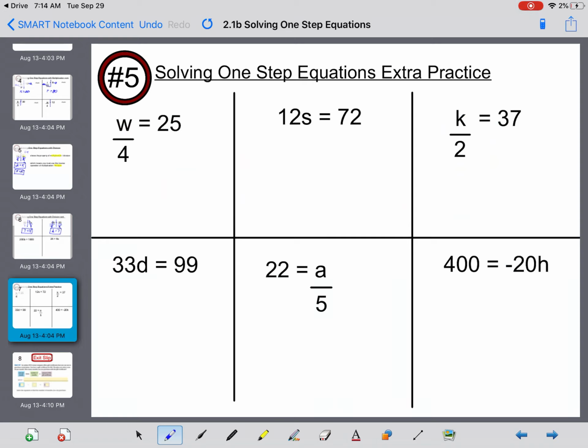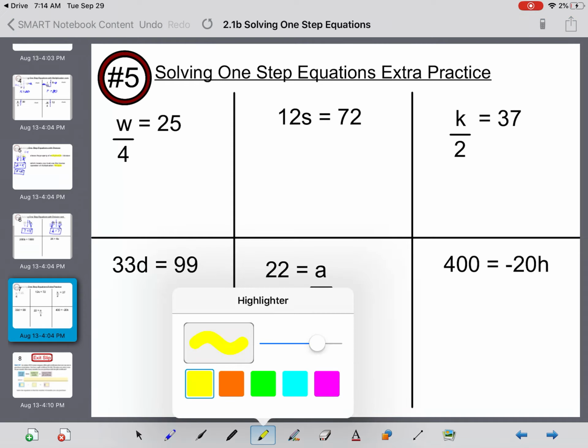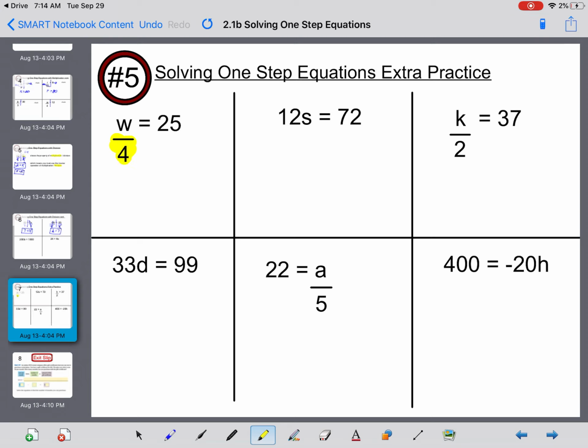Now, you have to determine which is which. Go back and forth. W divided by 4 equals 25. Well, I see division, right, which means we have to multiply. So times 4, times 4. 4's cancel. W equals 25 times 4 is 100.